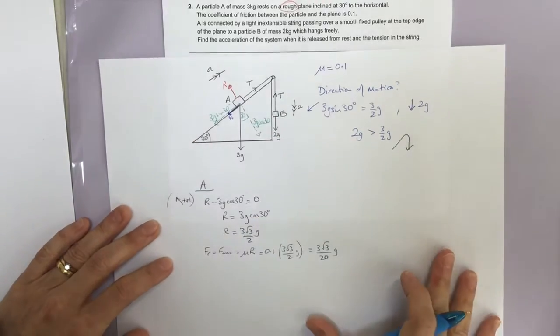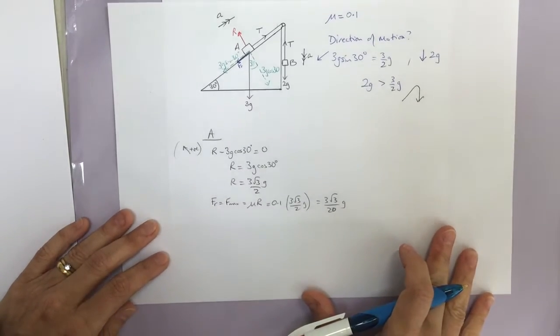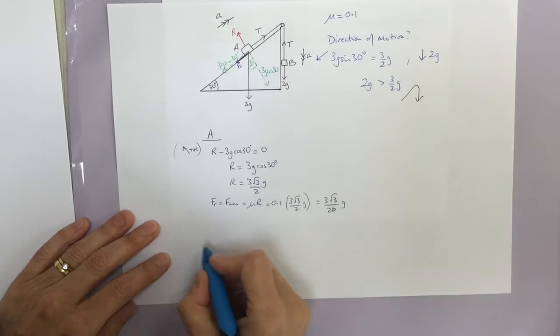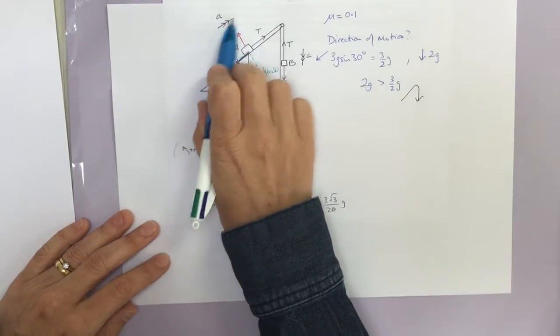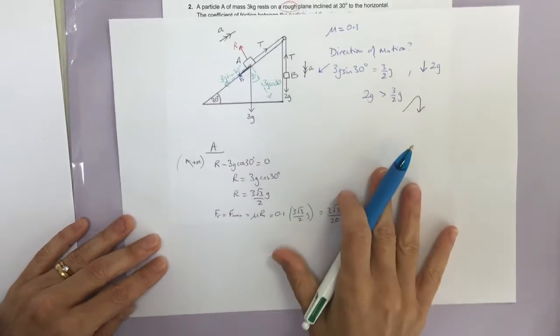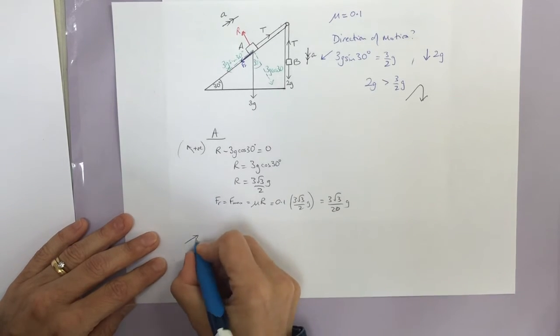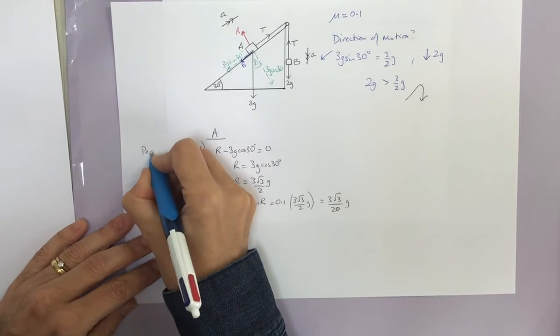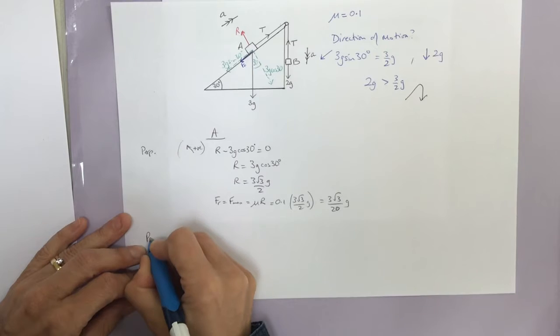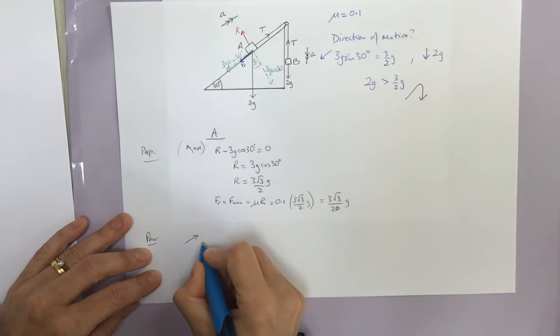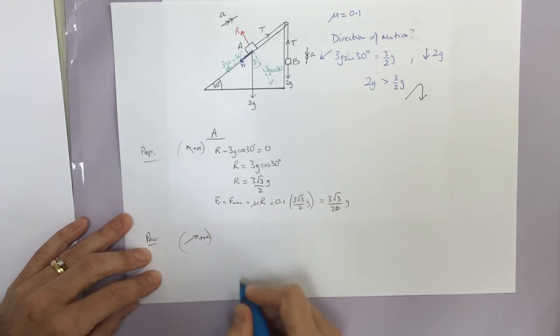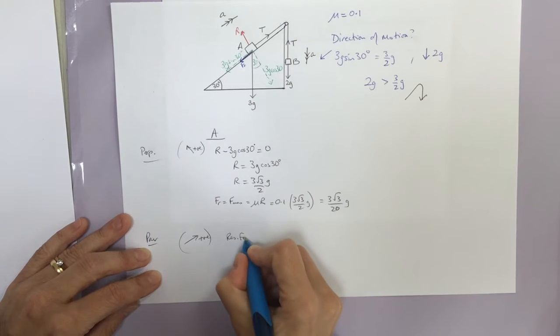That was perpendicular. I'm just going to move this up a little bit. So now let's have a look at parallel to the slope. My resultant movement is going up the slope, so I'm going to take up the slope as positive. What have we got? We've got resultant force equals ma.